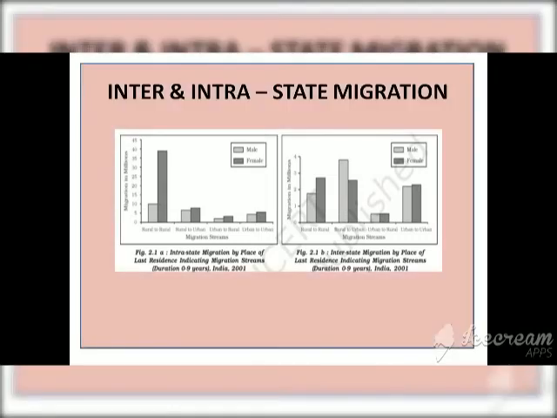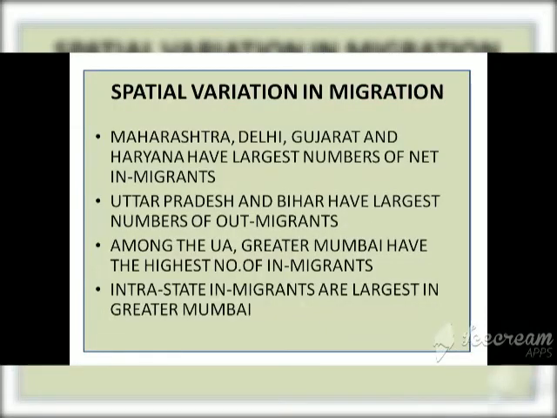Now next we have the spatial variation. So when we say spatial variation, what does it mean? That means over the space, like in some states there is more migration, and in some states the migration is less. For example, here I have referred in points Maharashtra, Delhi, Gujarat and Haryana. They have the largest numbers of net in-migrants, whereas Uttar Pradesh and Bihar have the largest number of out-migrants.